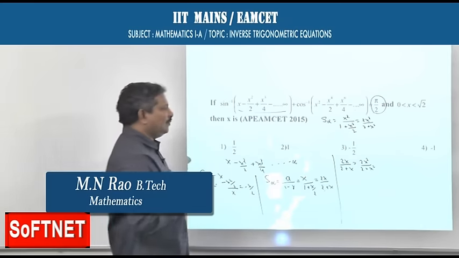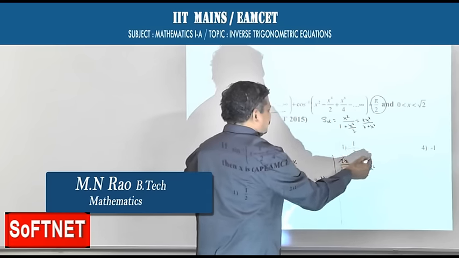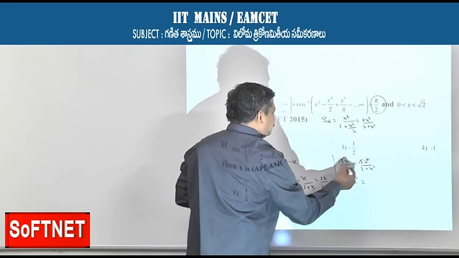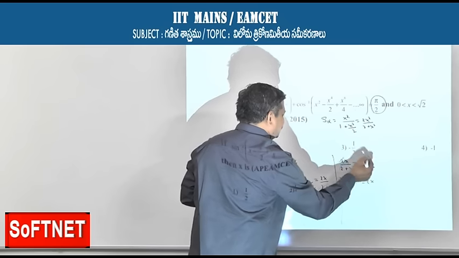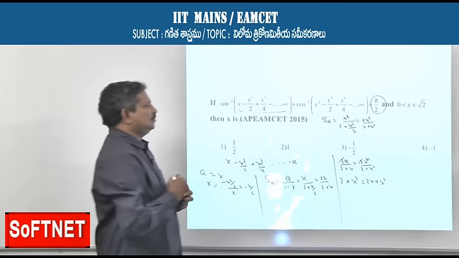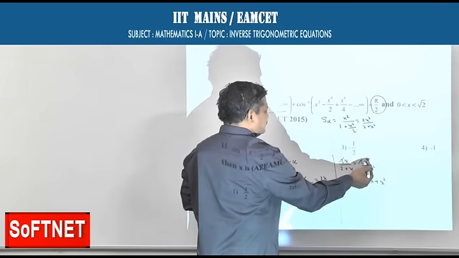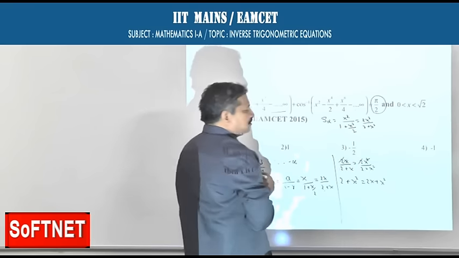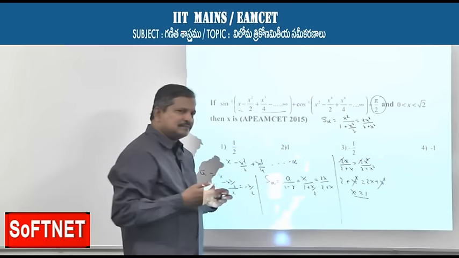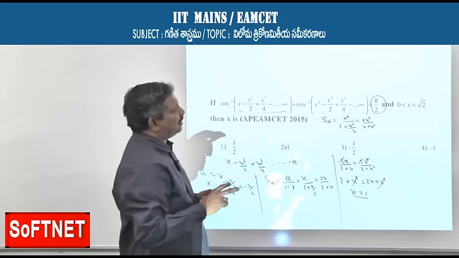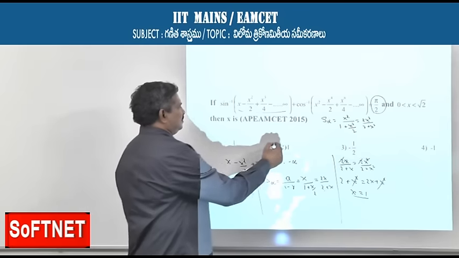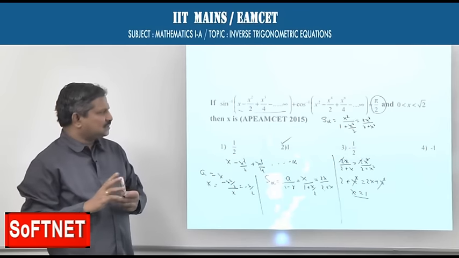Because they are equal. Now, 1, 2, 1, 2. 1x, 1x cancels. Cross multiply: 2 plus x square, 2 into x is 2x, x into x. Now, I am repeating: 2 cancelled, x cancelled. 1x is there, 2x. 1x is there, x square. So, x square cancelled. 2 equal to 2x, x equal to 1. So, it is already clearly given that it lies between 0 to root 2, and 0 to root 2 is nothing but 1. So, option number 2 is correct.